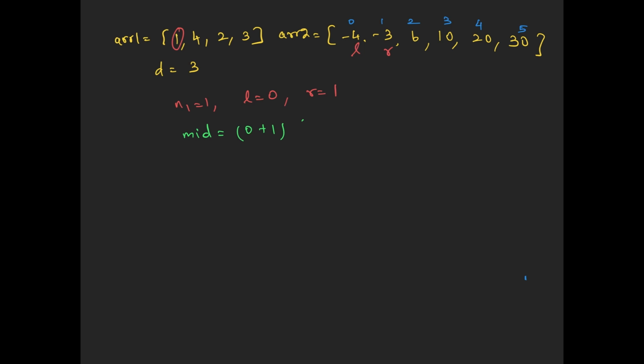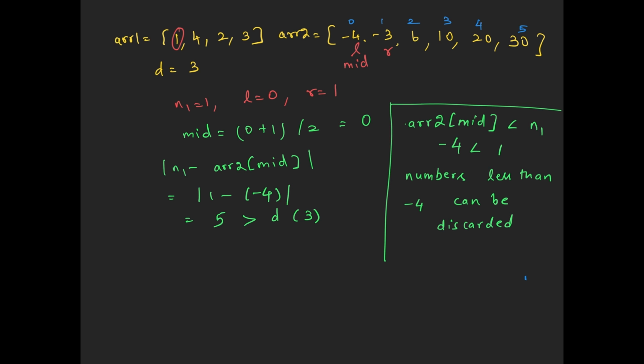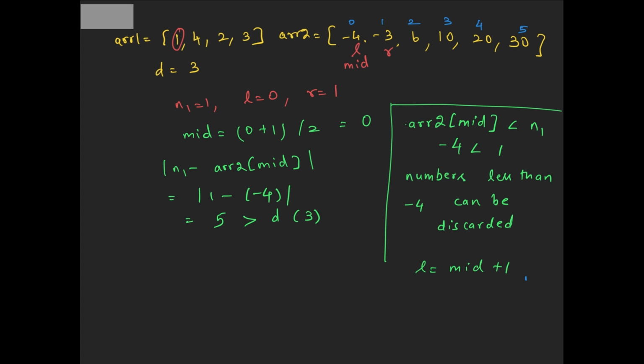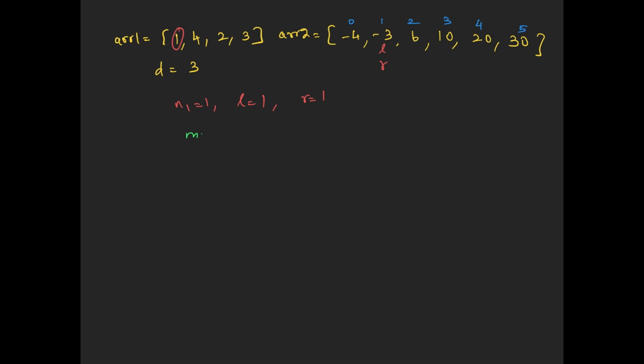Now the mid value is 0 and the value at mid index is minus 4. The absolute difference between the value at mid and the selected number n1 is still greater than the allowed distance. At this point, we need to decide whether to move our left or right pointer. To do so, we can see that the value at the mid is less than n1, however, the absolute difference is still greater than d. This means that any value smaller than minus 4 will also have an absolute difference greater than d. Therefore, we discard the left subarray and move the left pointer to mid plus 1.